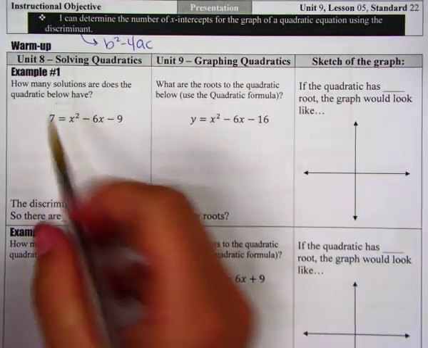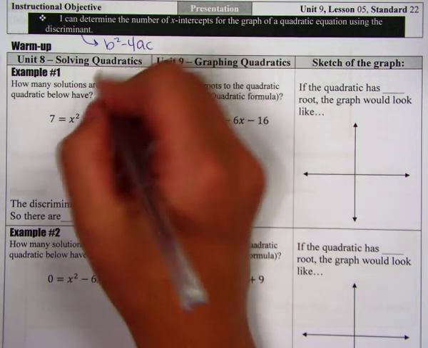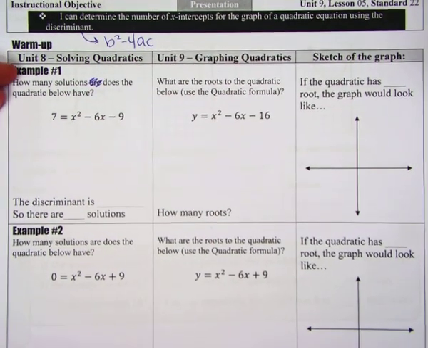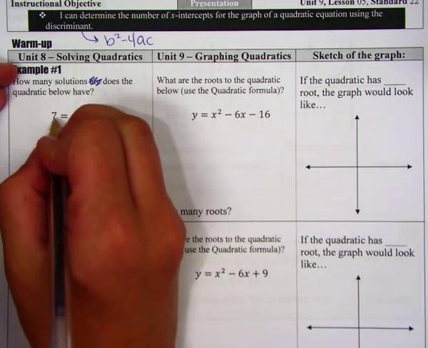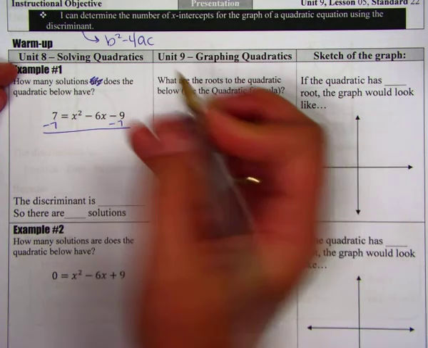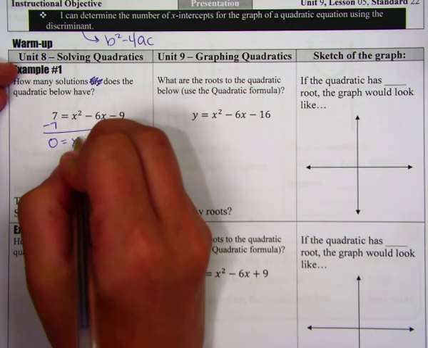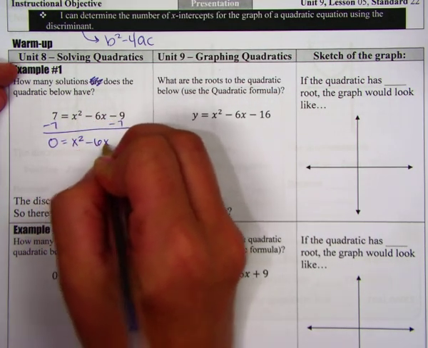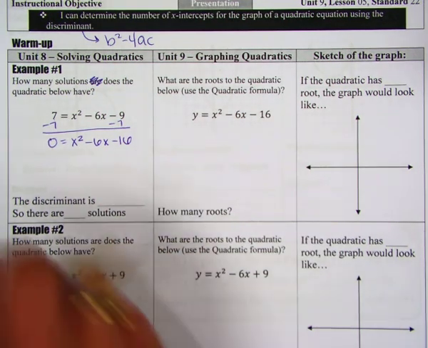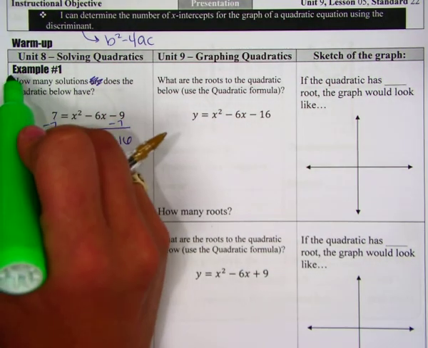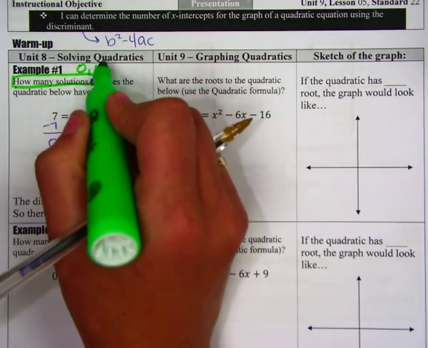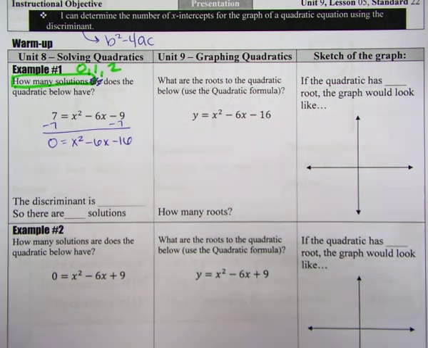So how many solutions does the quadratic below have? This is from last unit, but in order to do this, we had to have this set equal to 0. So first we're going to subtract 7 from both sides. 0 equals x squared minus 6x minus 16. Now that we have that, if we're being asked how many solutions, we need to know if there are 0, 1, or 2. So we're going to use the discriminant.